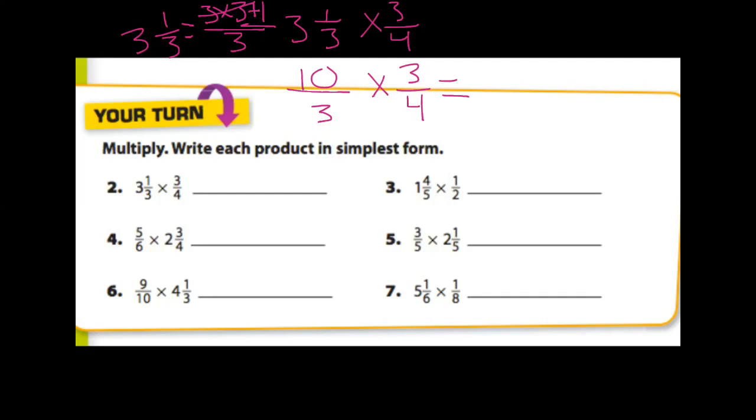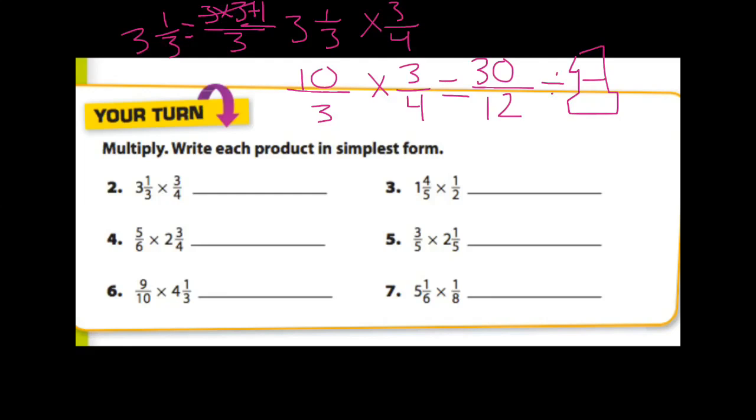So I'm going to multiply the numerator times the numerator first. And I look at these fractions. I can't simplify them, so I'll just go ahead and multiply them. 10 times 3 is 30. 3 times 4 is 12. So I have 30 over 12. But I need to make sure I put it in simplest form.